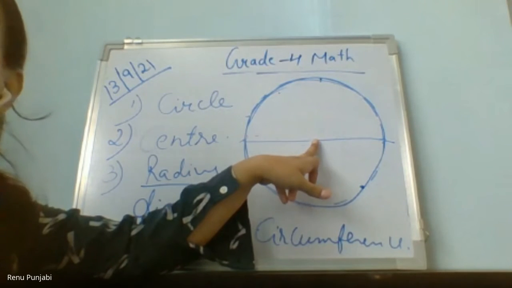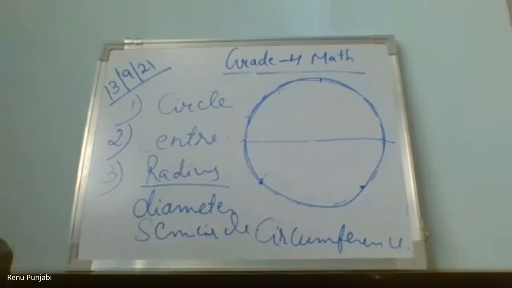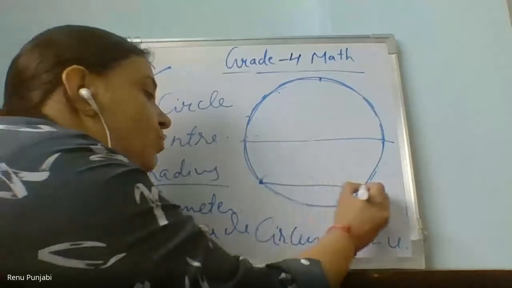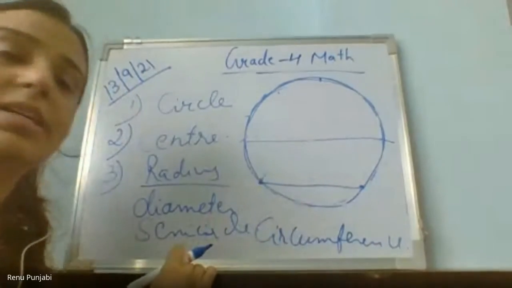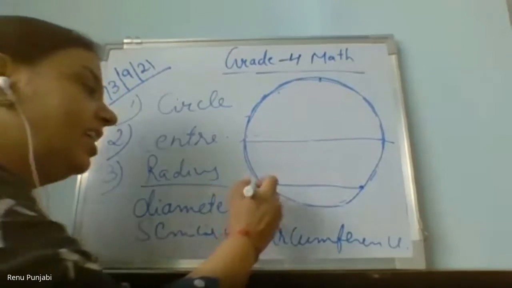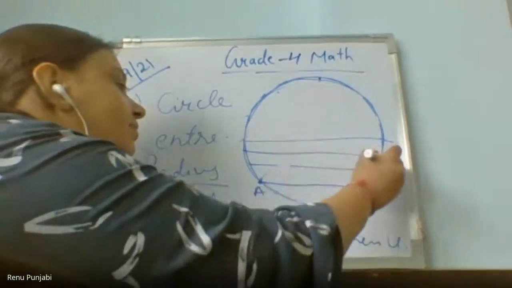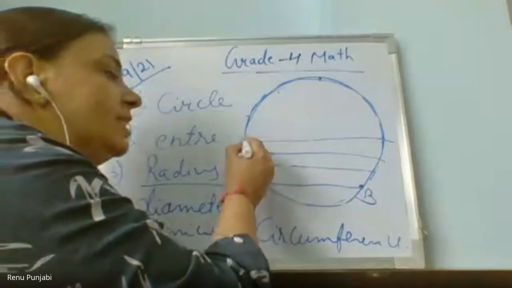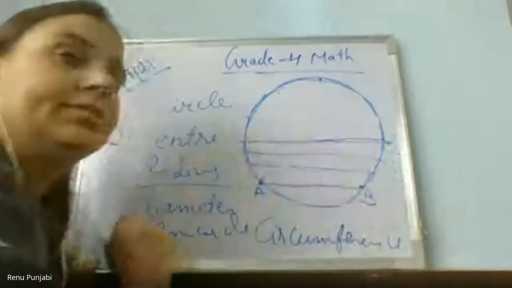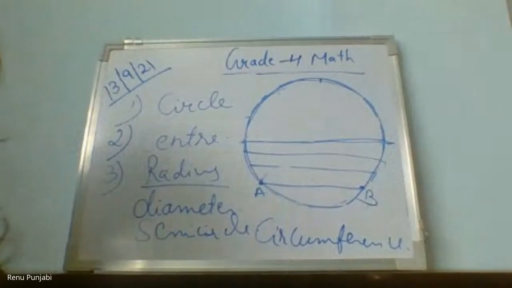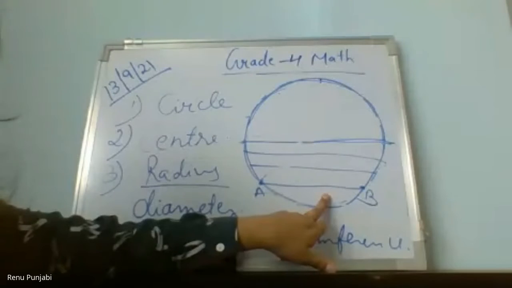Diameter touches the center, right? So a chord is a line segment which has 2 points on the circumference of a circle. A and B, this is a chord. If we keep on extending the number of chords in the circle, we can see the diameter is the longest chord. Diameter can be a chord, but a chord cannot be a diameter.